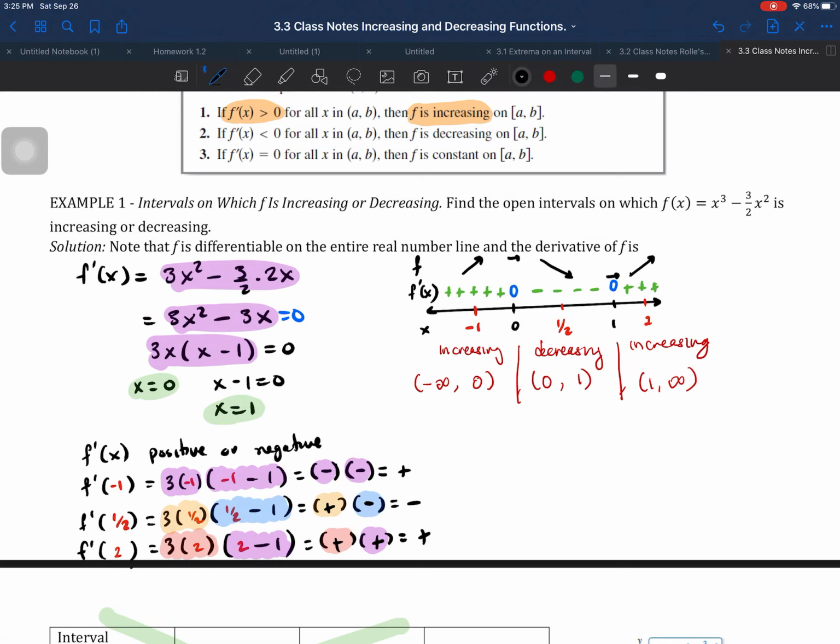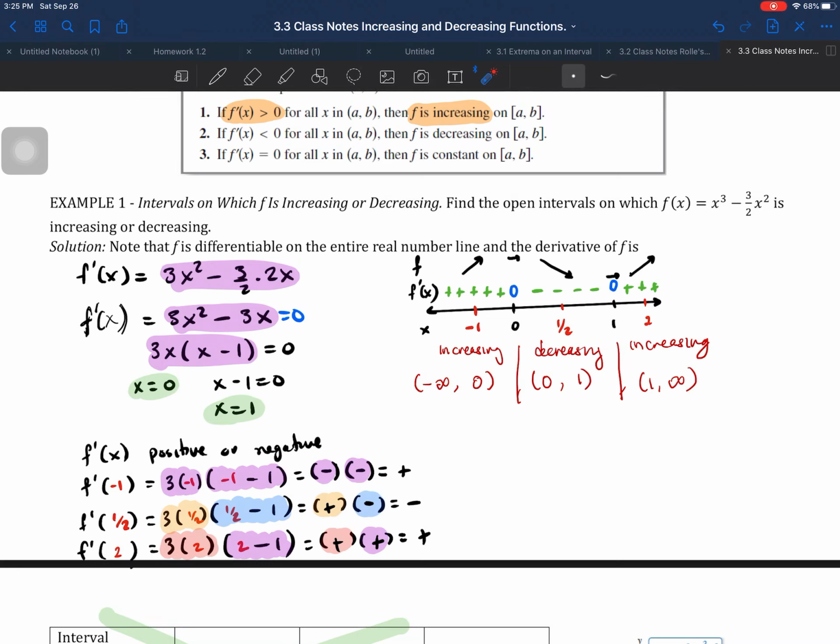Do I need to make this a little more obvious here? F prime of x is 0. So I'm going to put a 0 there, so that's the value of the derivative.